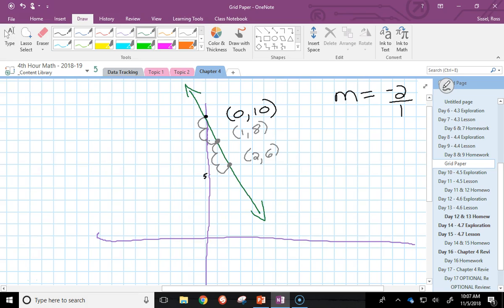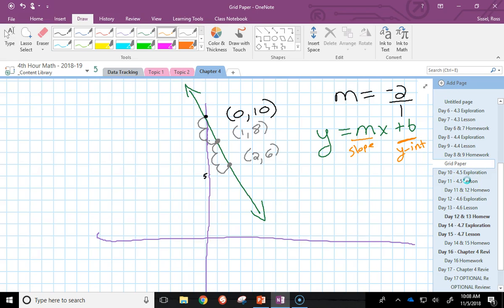Once we get anything into y equals mx plus b, the biggest thing is the y-intercept. This is what you put on your grid first. That's the first coordinate point you're going to plot. Then do your slope, and your slope gives you all the other coordinate points. It's very, very simple.